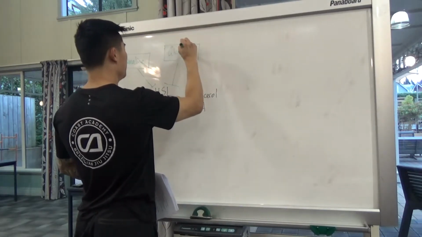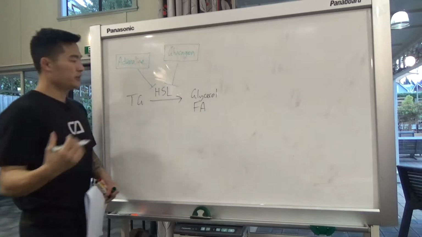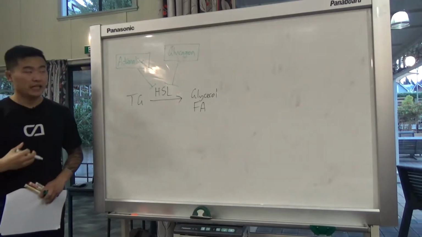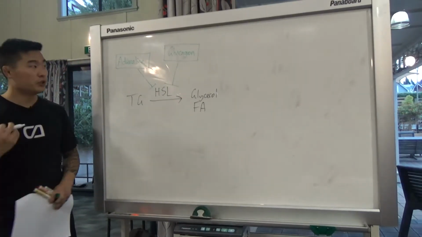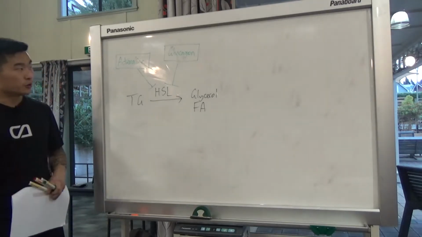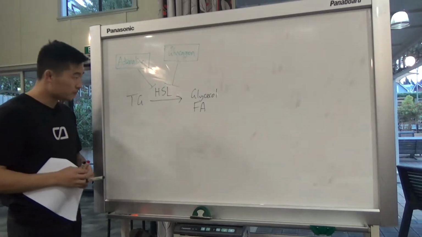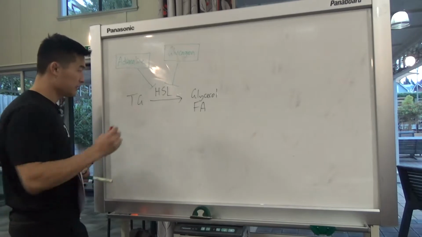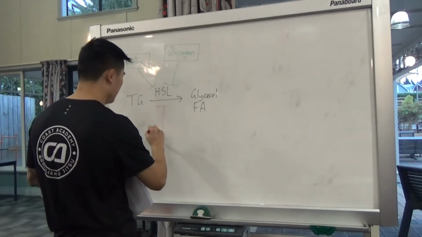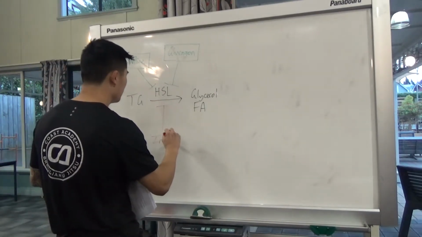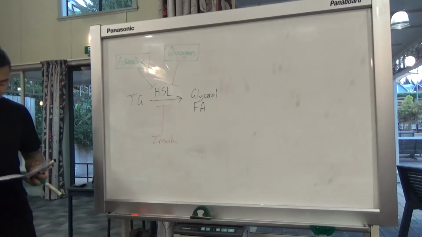And it's also going to be stimulated by glucagon. So if you have low blood sugar, then you want to have more fatty acids for energy. And it's going to be inhibited by insulin. Okay.